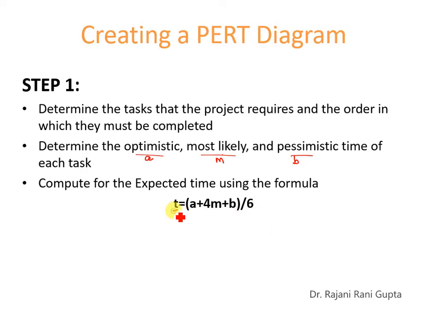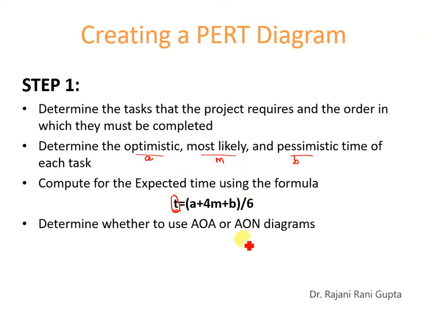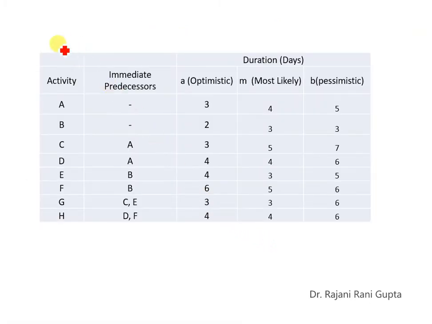Okay, so this gives you a unique duration for each activity. Then we are going to use this time to do the calculation of project completion. Okay, and then you have to decide whether you have to use activity on arrow or activity on node diagram. We are going to follow activity on node diagram for this segment. Okay, so let's say we have this example.